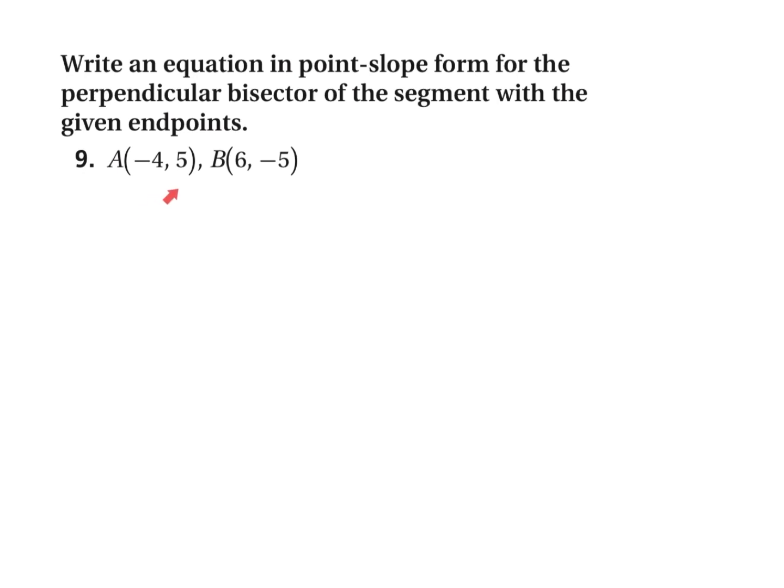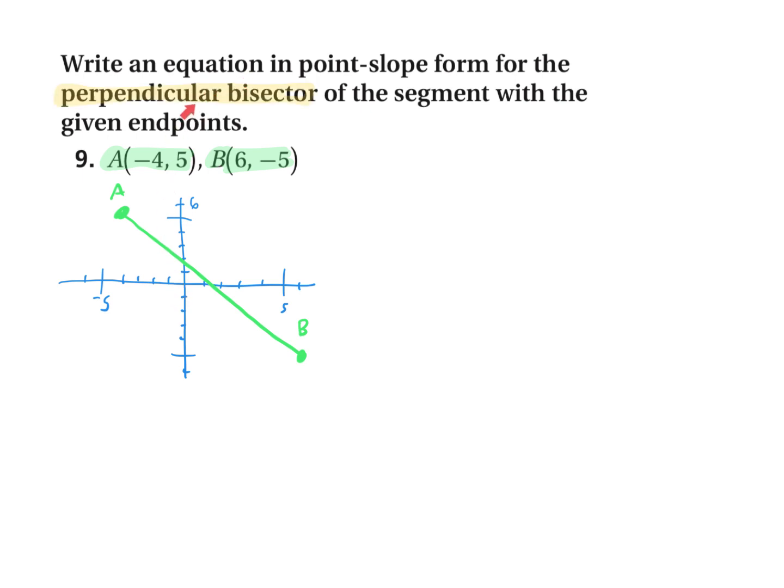Number 9. All right. First, graph these points. All right, but we want the equation for the perpendicular bisector. So what does that mean? That means it's going to be a line that's perpendicular to the green segment and cuts it right in half, bisecting it.